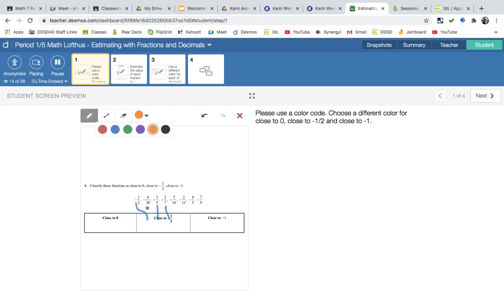This would go to 0, -4/28, let's see, 2/11, and these two would go, let's go green, that'd be close to 1, or close to -1, close to -1, which just leaves us with -5/14. So we'd have to decide, is that closest to -1/2 or closer to 0? And we could do that same thing.